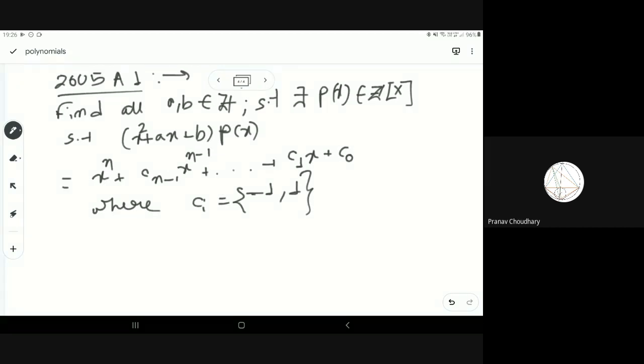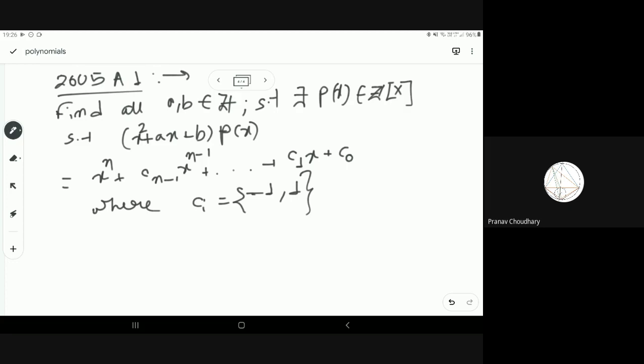Find all integers a, b such that there is an integer polynomial p(x) such that (x squared plus ax plus b) times p(x) is of the form x to the n plus or minus 1 times x to the n minus 1 plus or minus 1 times x to the n minus 2, and so on.